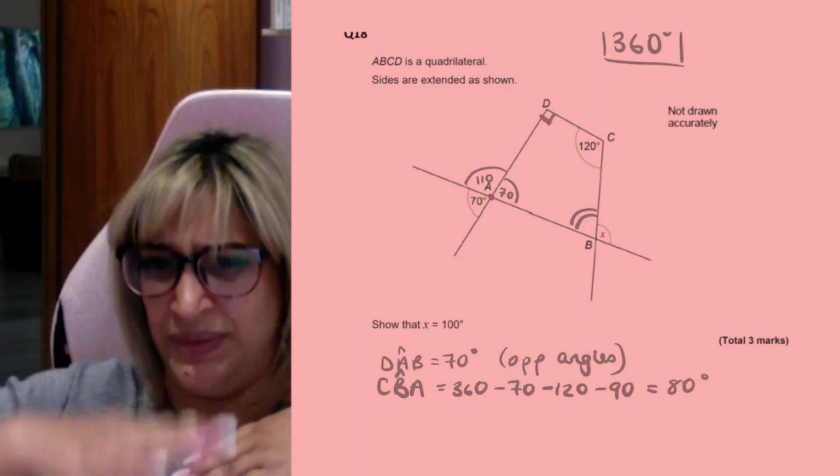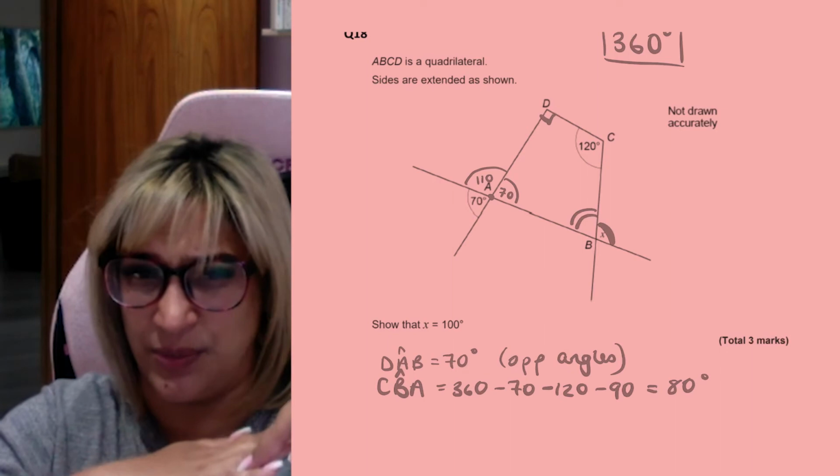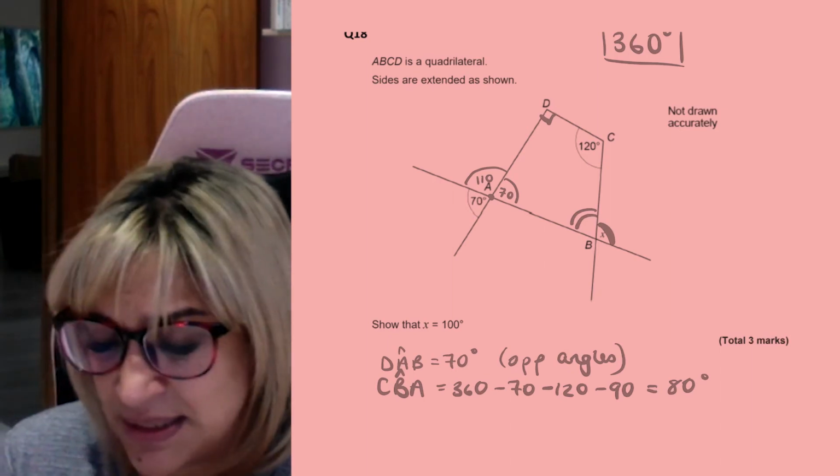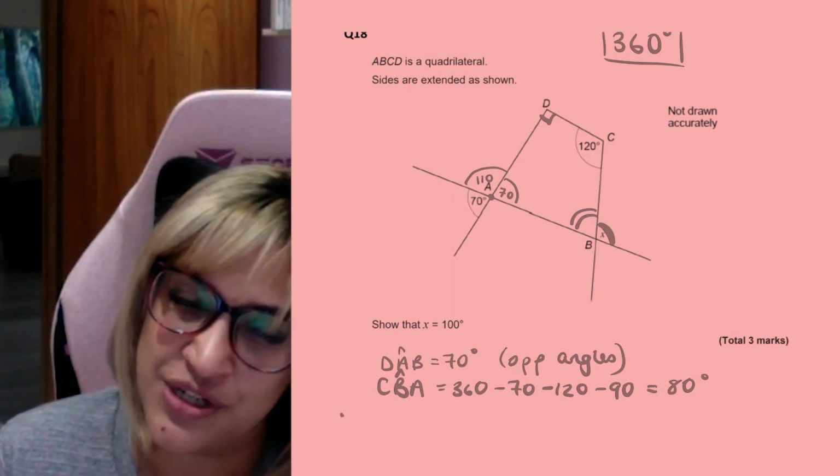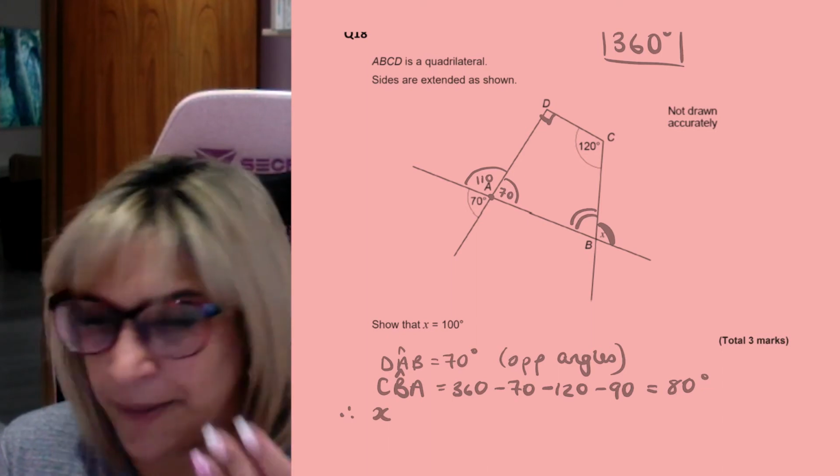But we know that x is on a straight line with it. So 180 minus 80 gives you 100, which is what we expected it to be.